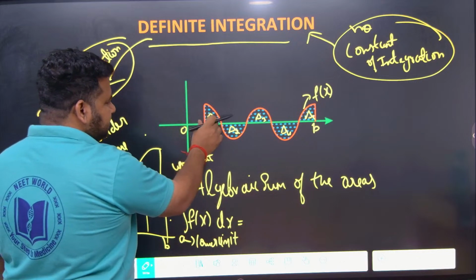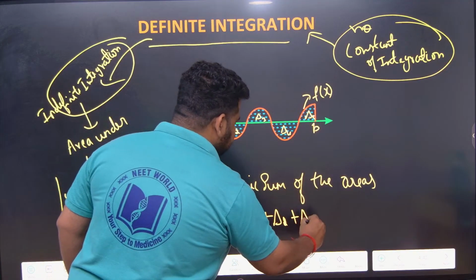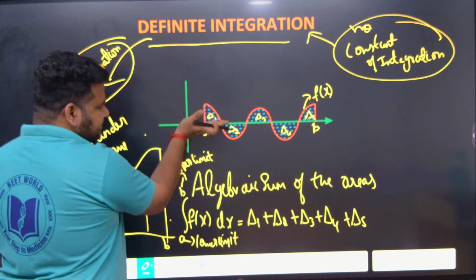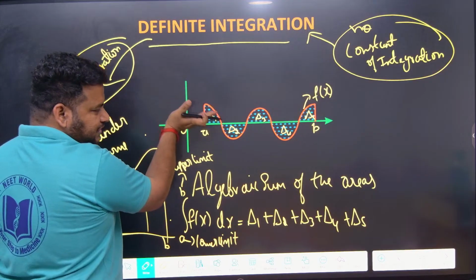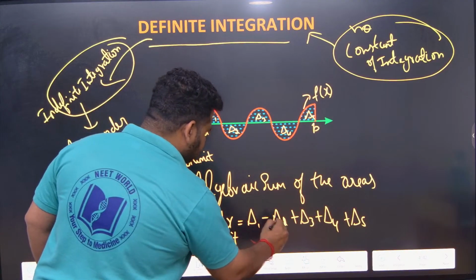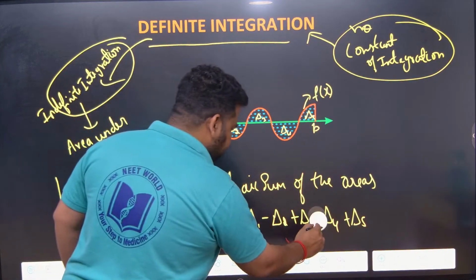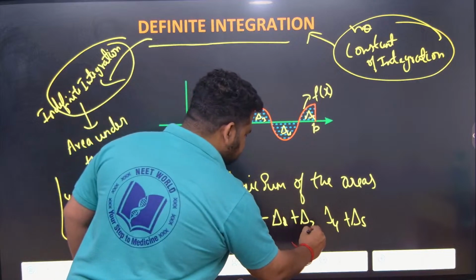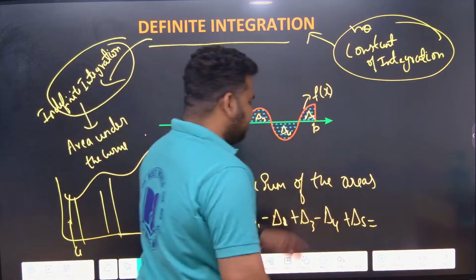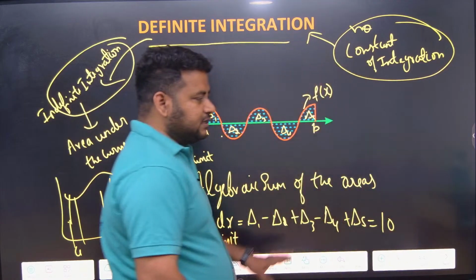So this is the first part of the curve. That means this is delta 1 plus delta 2 plus delta 3 plus delta 4 plus delta 5. But observe carefully, this is the x axis. Above the x axis is taken positive, below the x axis we take it as negative. So this will become minus delta 2, because it is below. Here delta 3. Delta 4 is below the x axis, so this will become minus delta 4. If you add all of this, whatever resultant you get will be the value. You will get a proper numerical value, let us say something like 10.